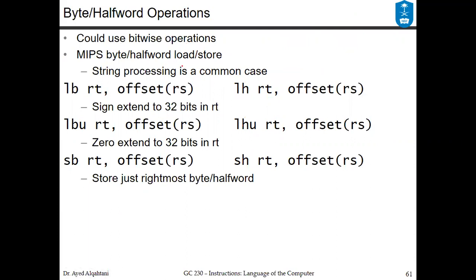The MIPS byte, half word, load, and store is, as you can see here. The string processing is a common case. When you say load byte or load half word, it's sign extended to 32 bits in RT when needed. The load byte unsigned, it's 0 extended, so we don't care about the sign. And the store byte, the store just writes the rightmost byte or the half word.